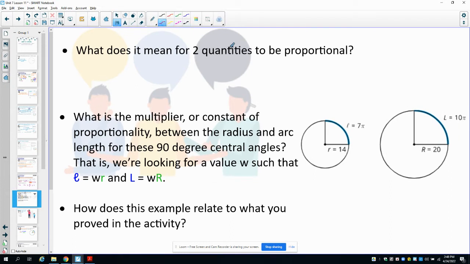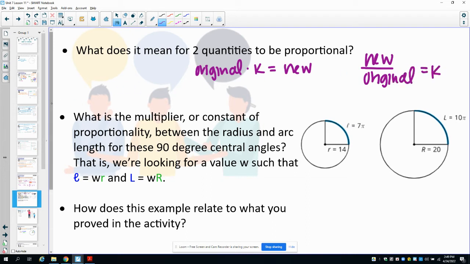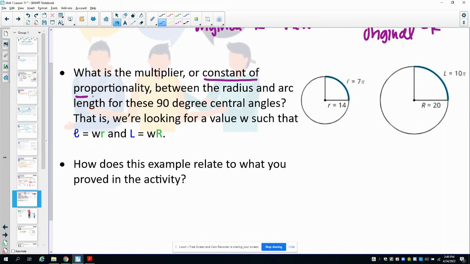All right, so what does it mean for two quantities to be proportional? That means that when they are divided, they will equal the same number, or that there's a number that when multiplied by the original gives you the dilated version. There's some scale factor that you multiply the original by to get your new one. And when you work backwards, the new divided by the original will be that K value. So when we divide these, they will divide to the same number. And that number is called the constant of proportionality.